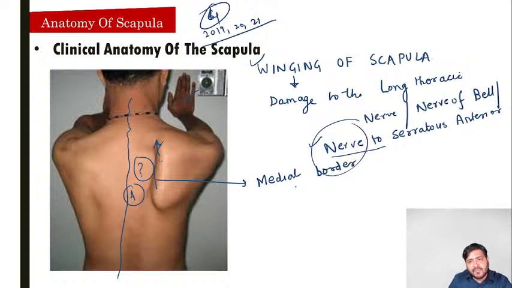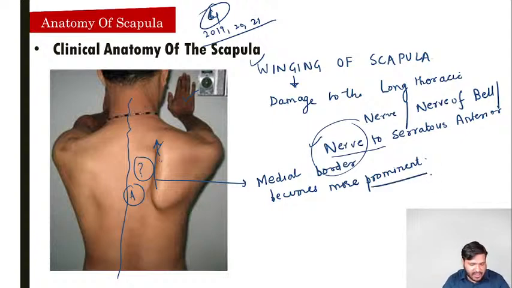The medial border becomes more prominent, you are able to see this, and that is the winging of the scapula. Long thoracic nerve, nerve of Bell, is supplying the serratus anterior muscle. We studied this in the anterior aspect of the medial border. This border became lateral, this is the inferior angle, here you get pectoralis minor muscle, the superior border, the shoulder joint, all the structures you see in one particular view.